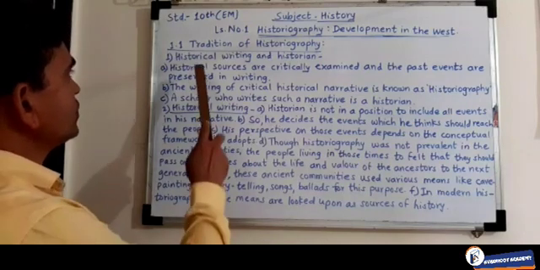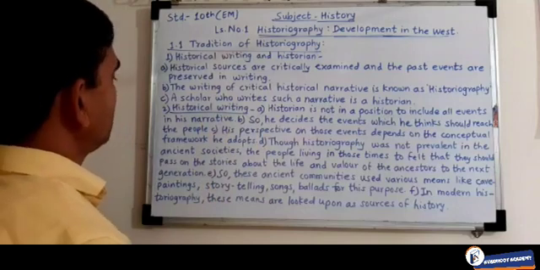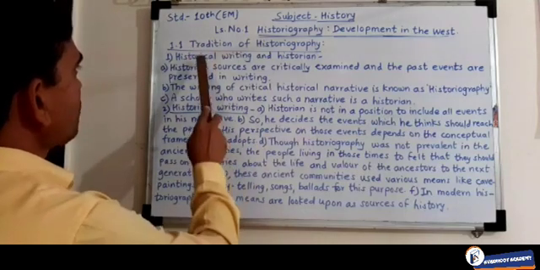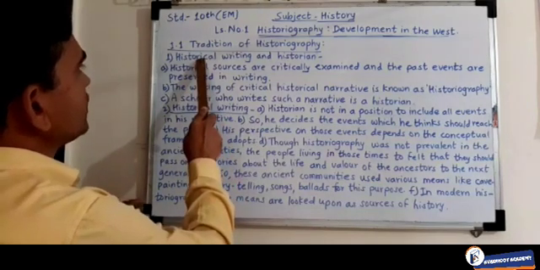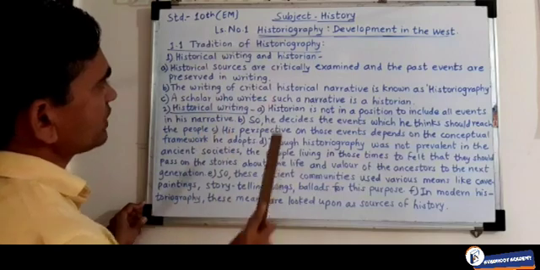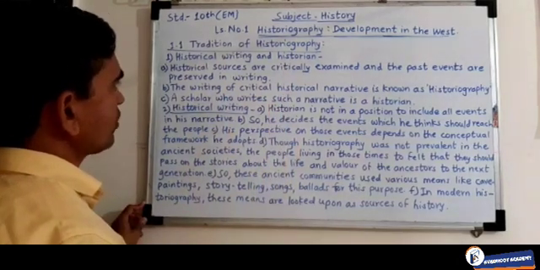Now here we are going to see the first point, tradition of historiography, 1.1. From this point we have taken historical writing and historian. What is meant by historical writing and what is meant by historian? We will see the definitions for both of them.